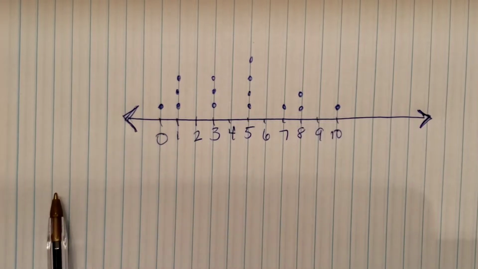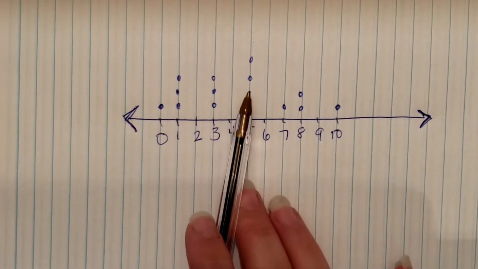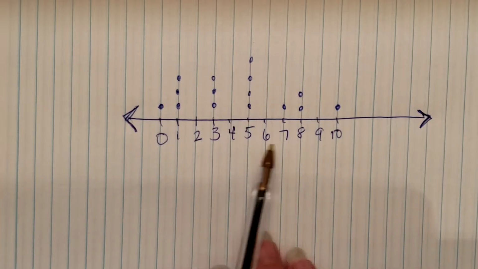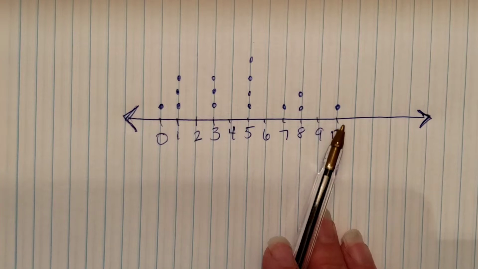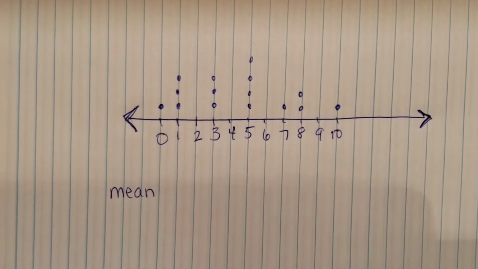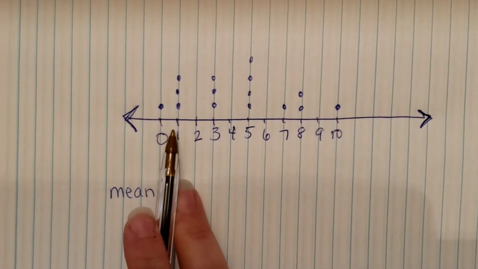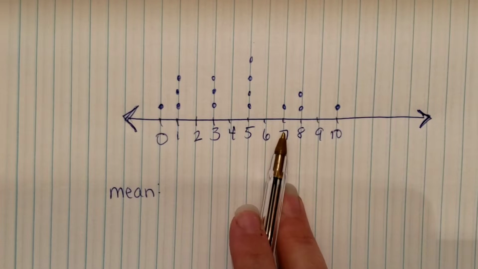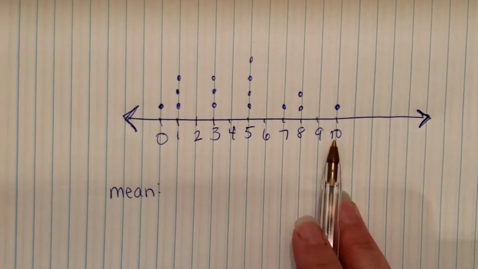So I have 1 zero, 3 ones, 3 threes, 4 fives, 1 seven, 2 eights, and a 10. When we are finding the mean, remember you have to add and then divide. So a lot of you are just adding 0 plus 1 plus 3 plus 5 plus 7 plus 8 plus 10. That's not correct. Each dot represents that particular number.